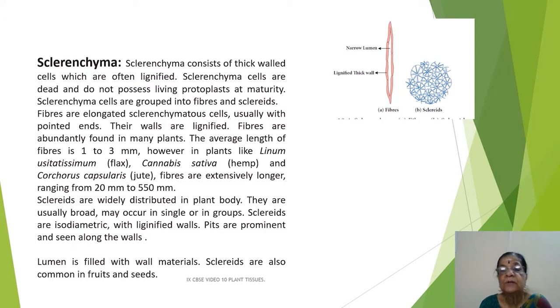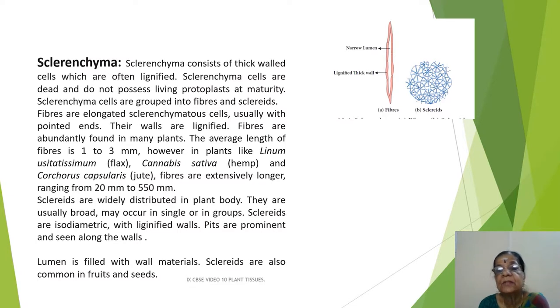Now sclerenchyma. This one is called scleroid and this is fiber. So here sclerenchyma consists of thick-walled cells which are often lignified. Sclerenchyma cells are thick-walled cells which are often lignified, and they are dead and do not possess any living protoplast at maturity, and they are classified into fibers and scleroids.